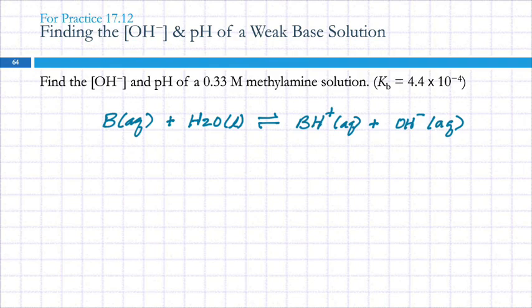And then we can use that equation as the header for our ICE table. So we're going to look at the initial concentration, the change in concentration, and the equilibrium concentration. So this tells me that the initial concentration is 0.33 of the methylamine. That's B. Water doesn't come into this because it's a liquid. What's the initial concentration of BH plus? 0. And how about the hydroxide ion? Approximately 0.